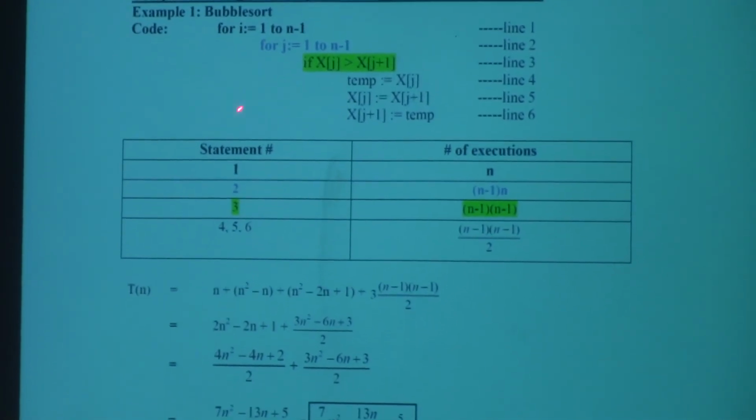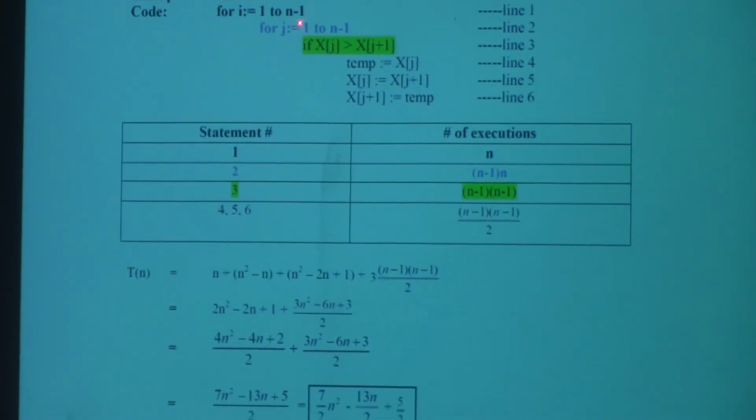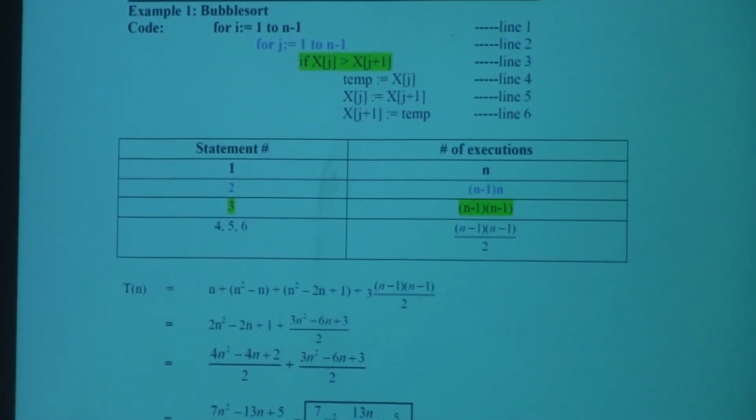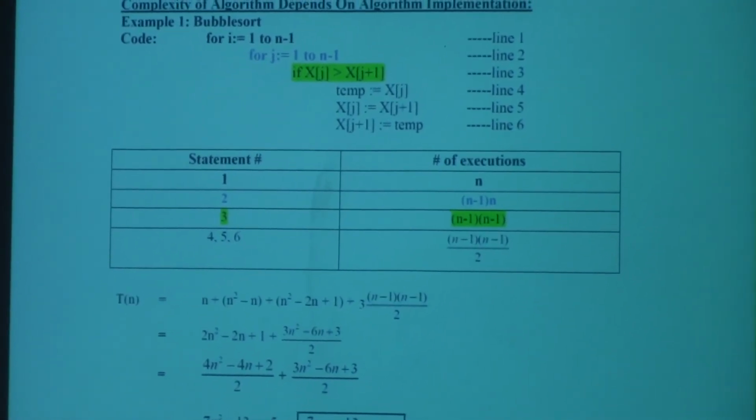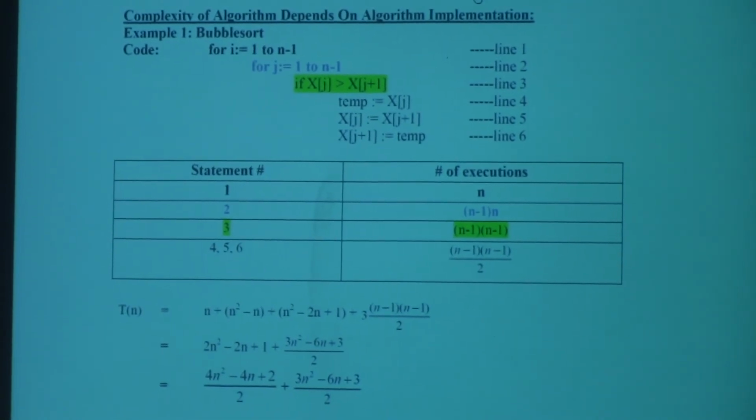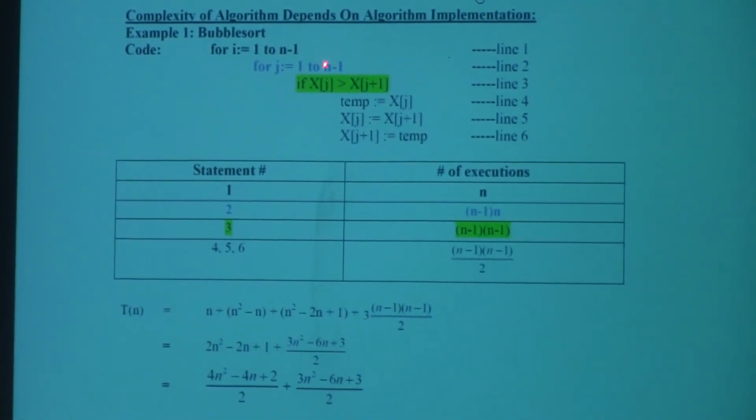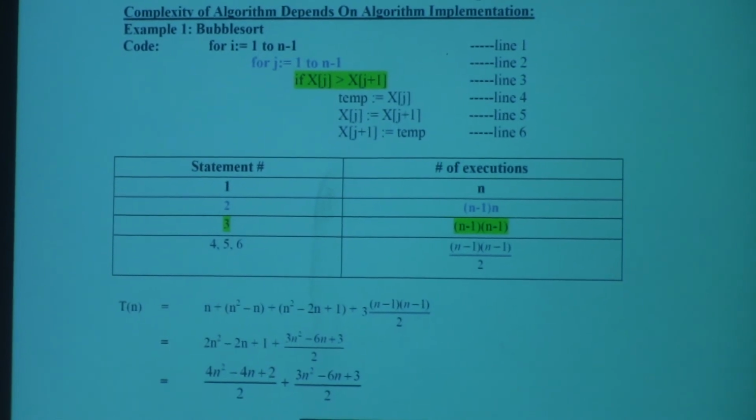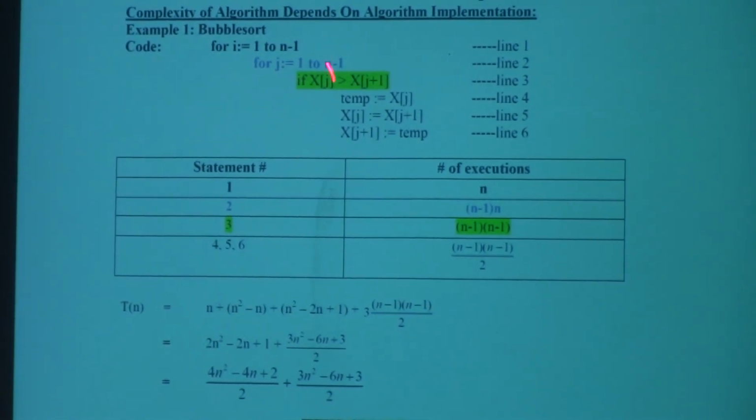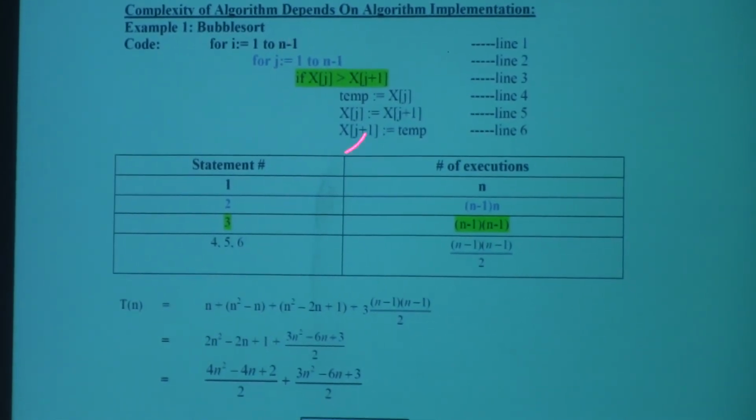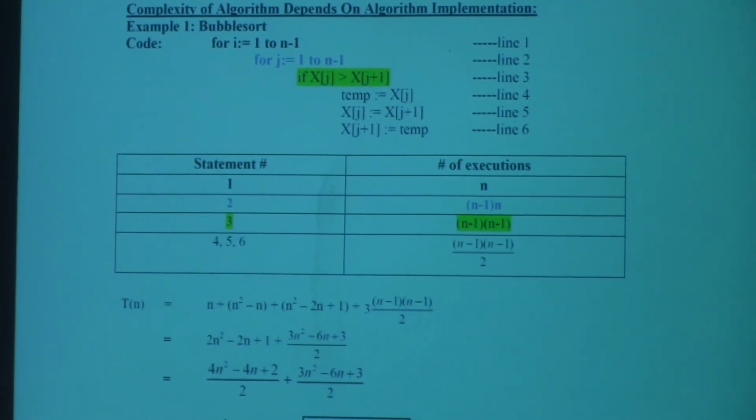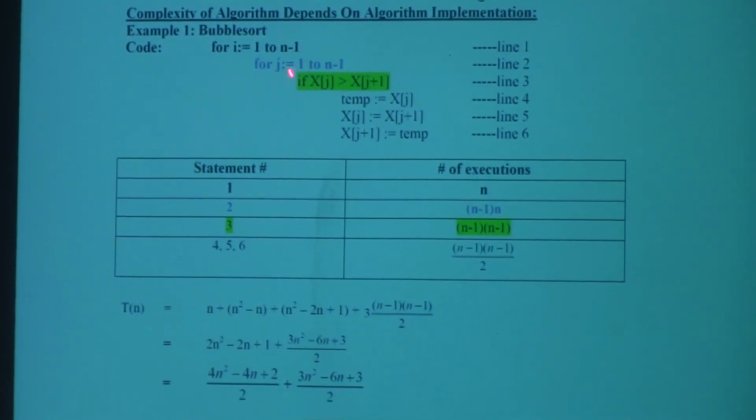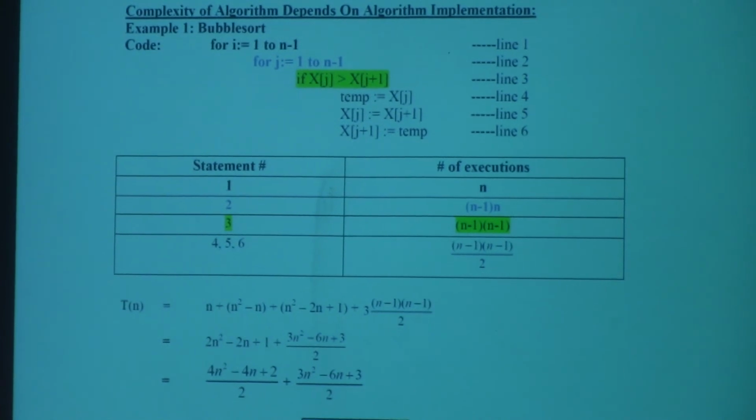So the first time we go in, the statement executes n times. N minus 1 plus 1 to get out. The second time, n times. The third time we go in here, n times. The fourth one we go in here, n times. So it's going to be n minus 1 times we go in, and n times we execute.